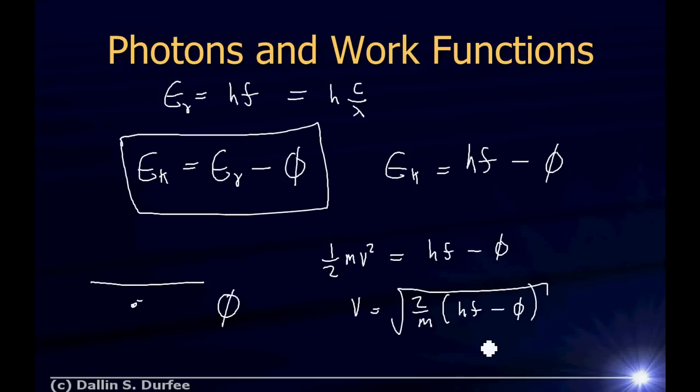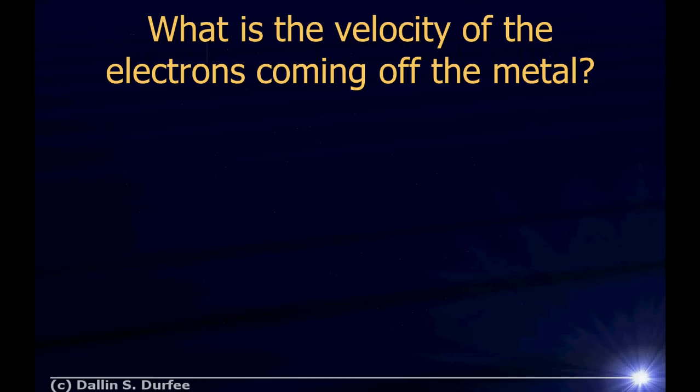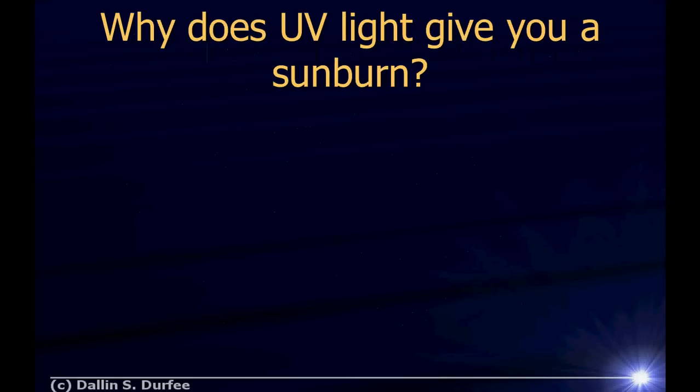Why is it significant? It's further proof that photons exist, that light comes in little quantized packets of energy. We already talked about the velocity of electrons coming off the metal. Here's an interesting question. Why does ultraviolet light give you a sunburn? What's special about ultraviolet light? Well, Planck's relationship tells us that. The energy of a photon is just h times the frequency, or hc over the wavelength.